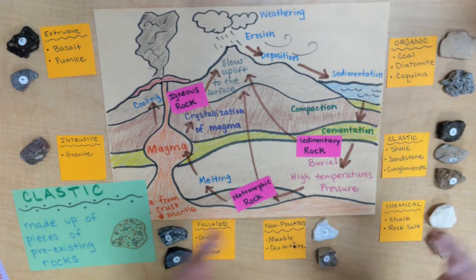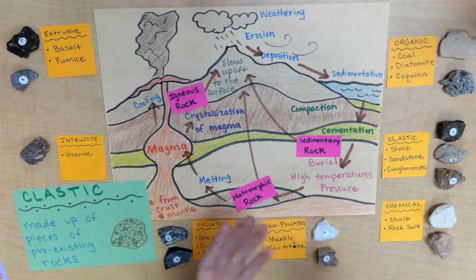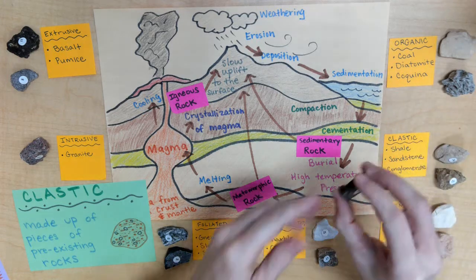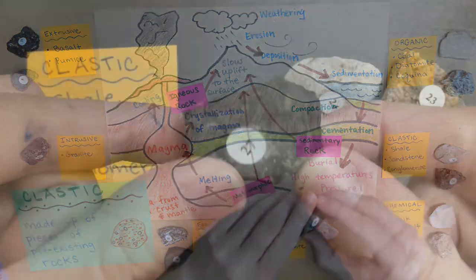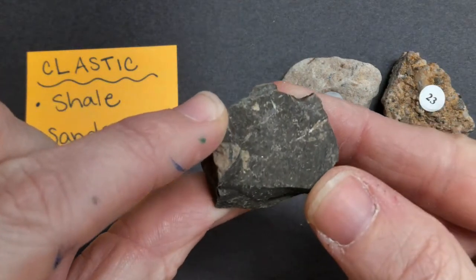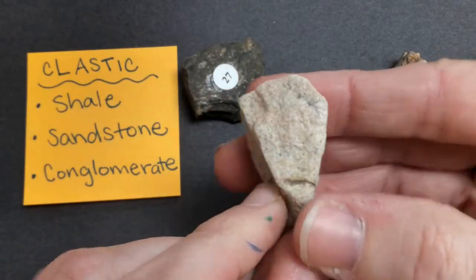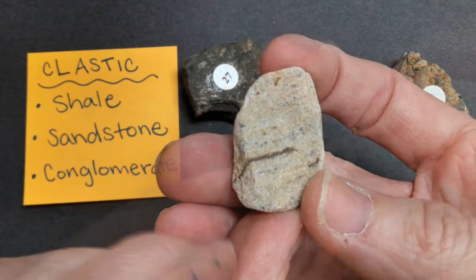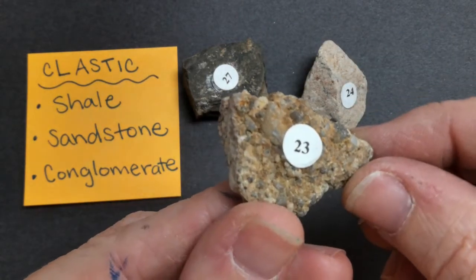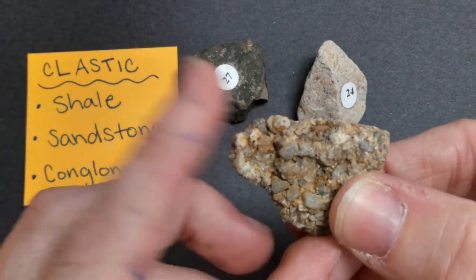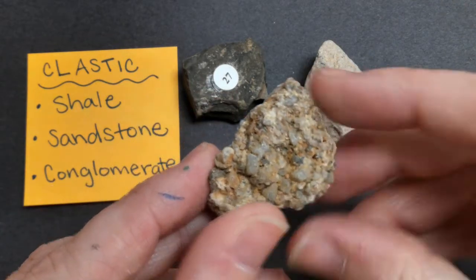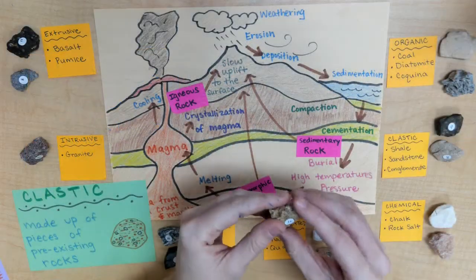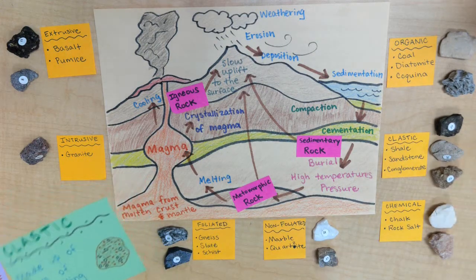So different types of pieces from other types of rocks kind of put together, cemented together, and you get something like this shale right here. Or sandstone is another good example. Or conglomerate. You can definitely tell with conglomerate rocks the chunky pieces that look like they're kind of glued together.